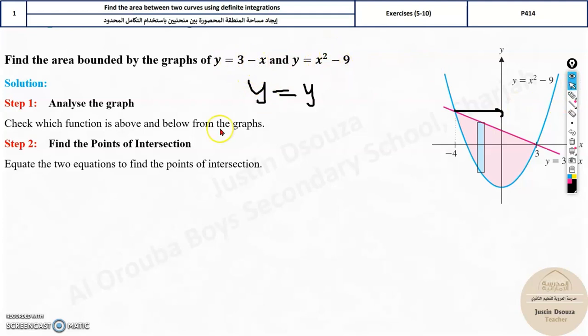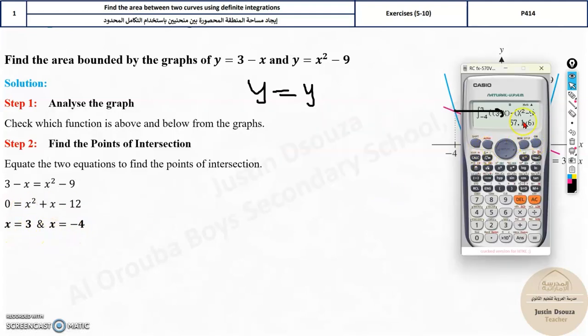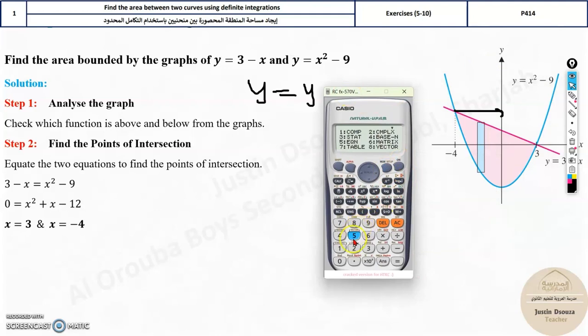3 minus x equals x squared minus 9. Now how would you solve it? You need to bring minus x to the other side, so it'll be plus x: x squared plus x, and 3 to the other side will be minus 9 minus 3, which is negative 12. Now you can put it in the calculator and solve. If you're wondering how I got this, it's very simple. You go to mode, 5, and 3. Put the coefficients in the calculator: before x squared, it's 1; before x, it's 1; and lastly, negative 12. So the answer is 3 and negative 4. That's how we find the intersection points, which matches over here.